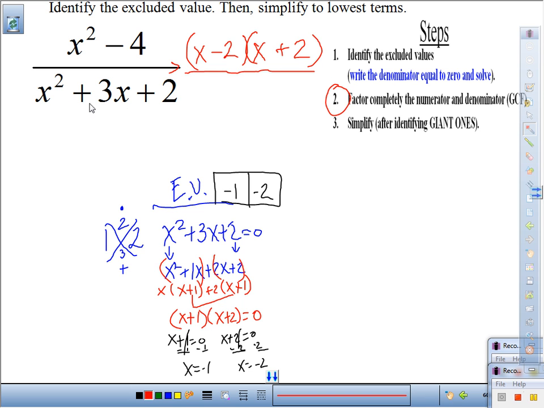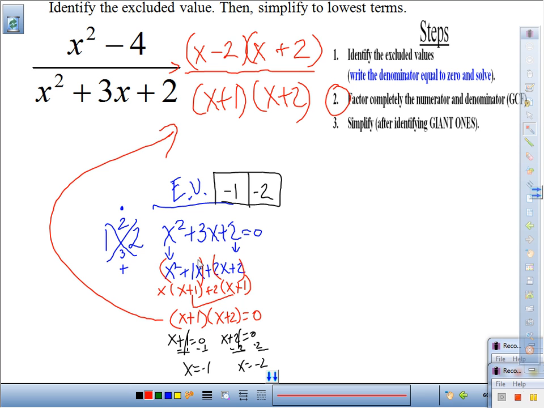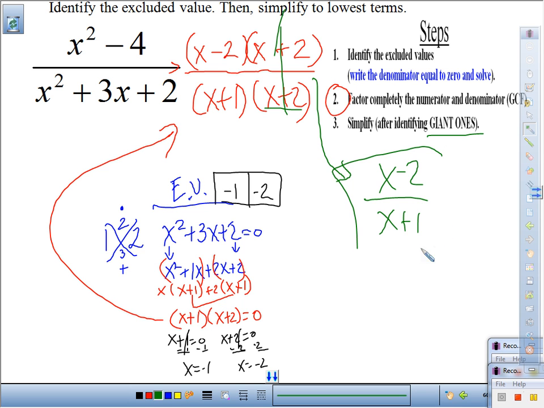Guys, do we have the factors for this one already? Yeah, they're down here. So we just write them there. x plus 1 and x plus 2. Now that we're done with factoring, what is the last step? Identify giant 1. So you guys see it? Yeah, it's right here. So that means this becomes x minus 2 over x plus 1.